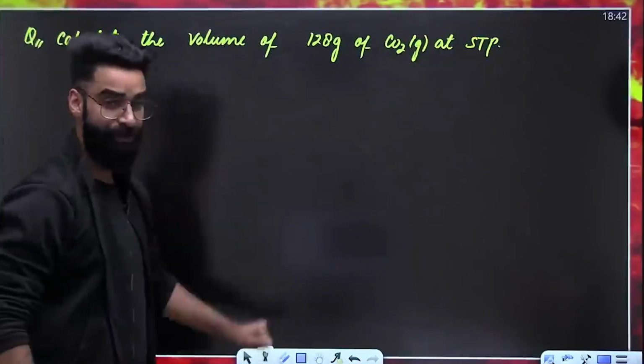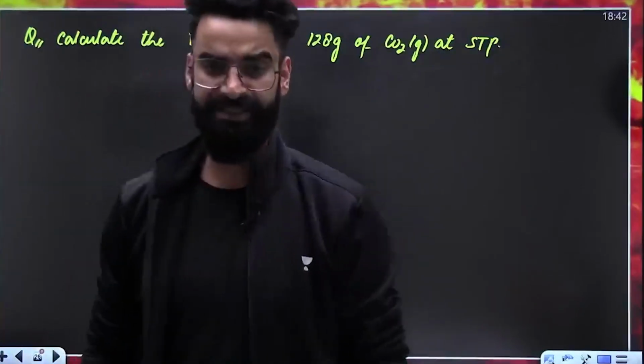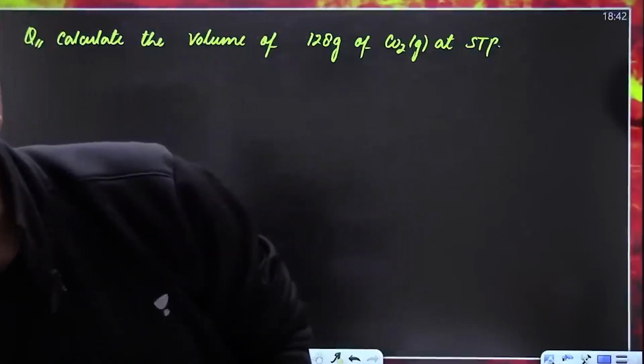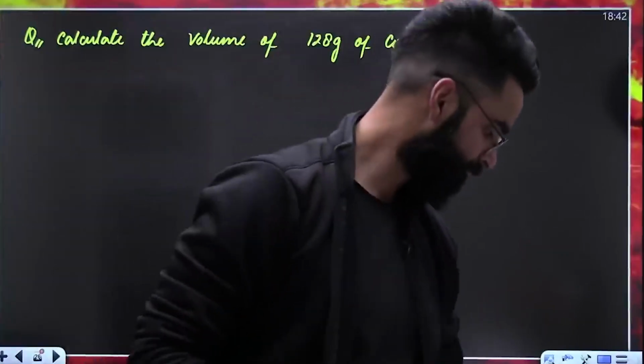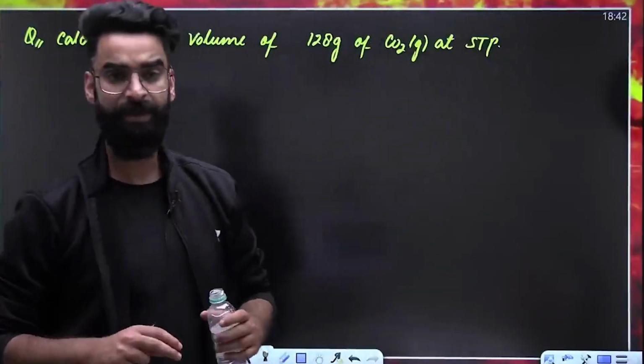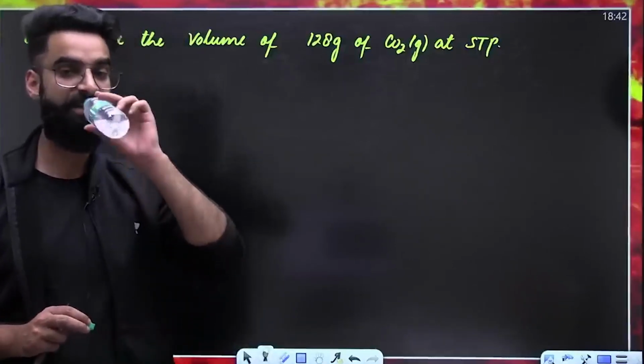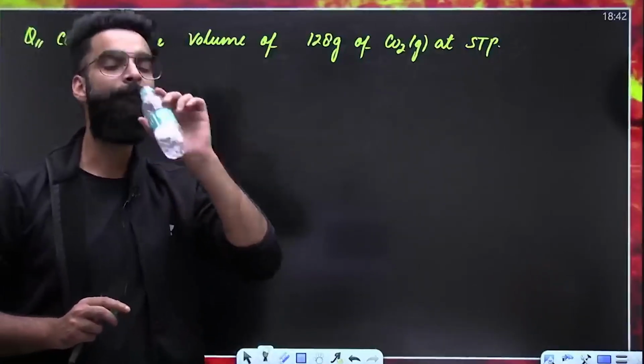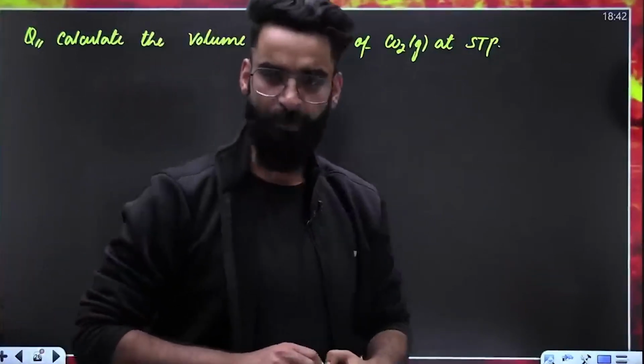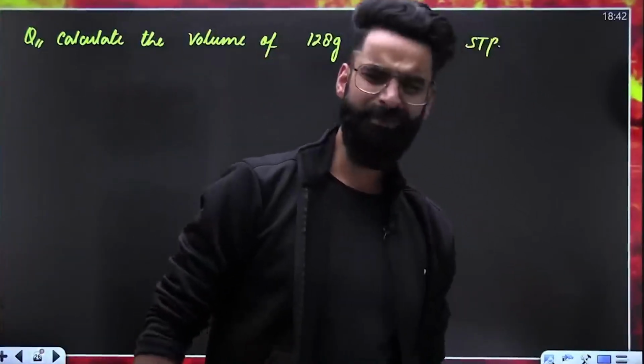Can you let me know the answer of this question quickly? This is again a simpler one. Calculate the volume of 128 grams of carbon dioxide at STP in liters. Quickly, everyone.